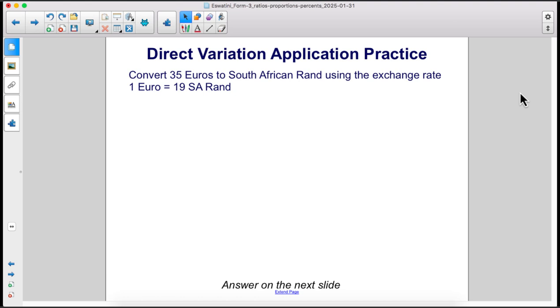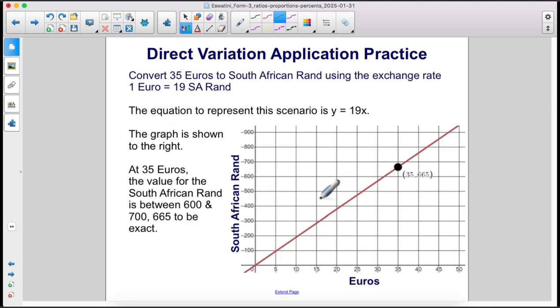Convert 35 euros to South African rand using the exchange rate 1 euro equals 19 South African rand. The equation to represent this scenario is y equals 19x. The graph is shown to the right. At 35 euros, the value for the South African rand is between 600 and 700, 665 to be exact.